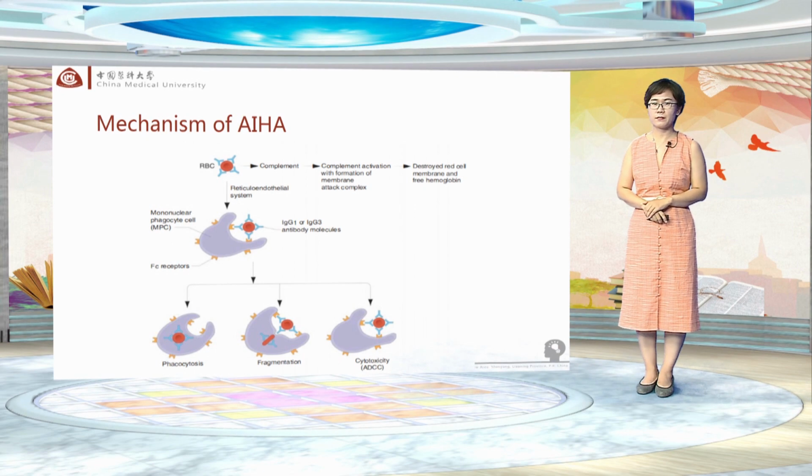Cytotoxic T cells in the spleen also carry Fc receptors and cause cell-mediated cytotoxicity of red blood cell. In some cases, the nature of the antibody is able to activate complement, such as IgM. As a result, a large amount of membrane attack complex will form, and the red cells may be destroyed directly. This is known as intravascular hemolysis.